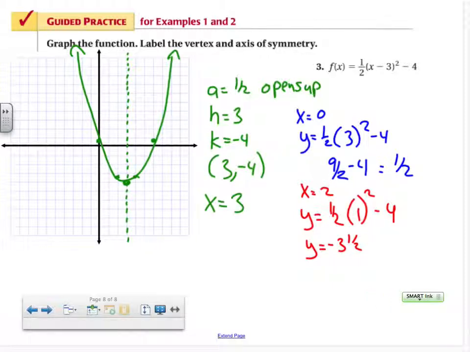All right. So in review, make sure you know what A does. It tells whether we open up or down. Make sure you know what H and K are. Focus on using the opposite of what you see for H and the same as what you see for K.